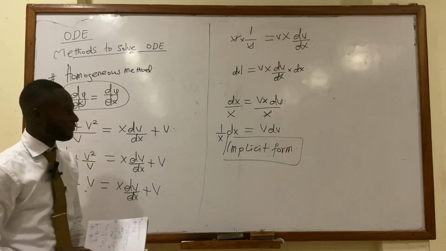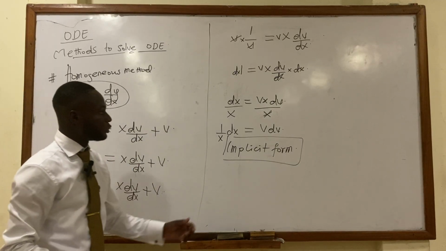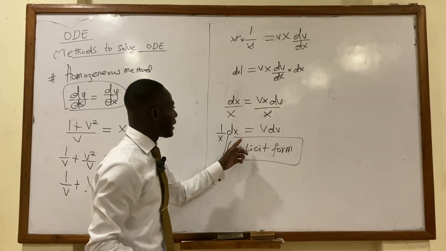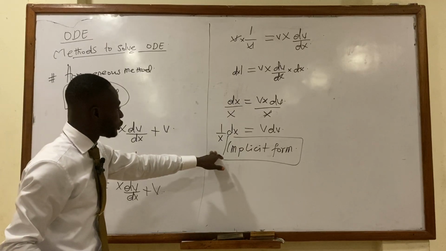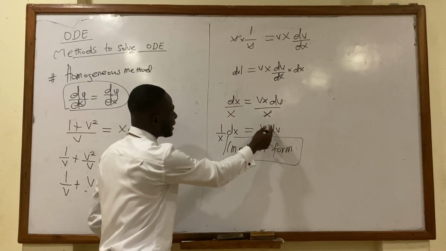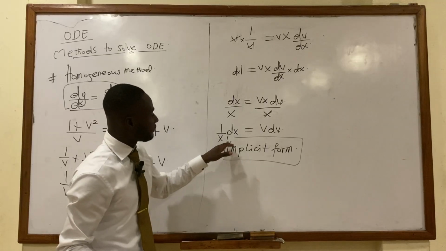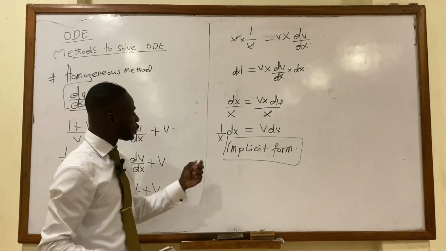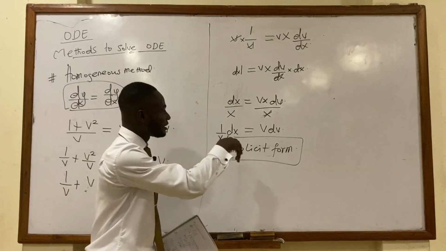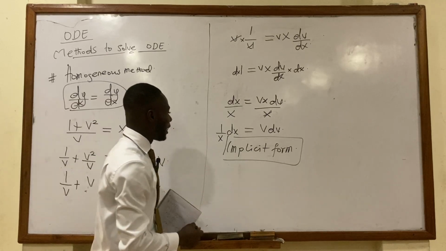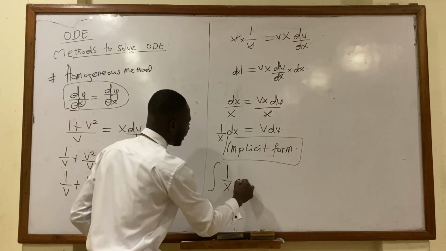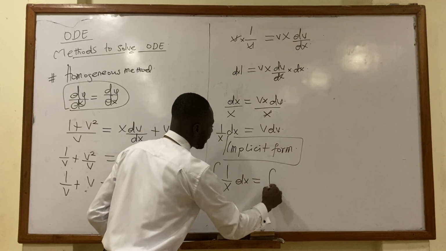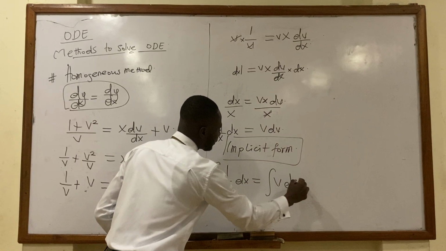This is the implicit form. So now, what do we have to do? Now we have it in the implicit form, right? So what do we do? We integrate both sides. And now we have the integral of 1 over x dx is equal to the integral of v dv.